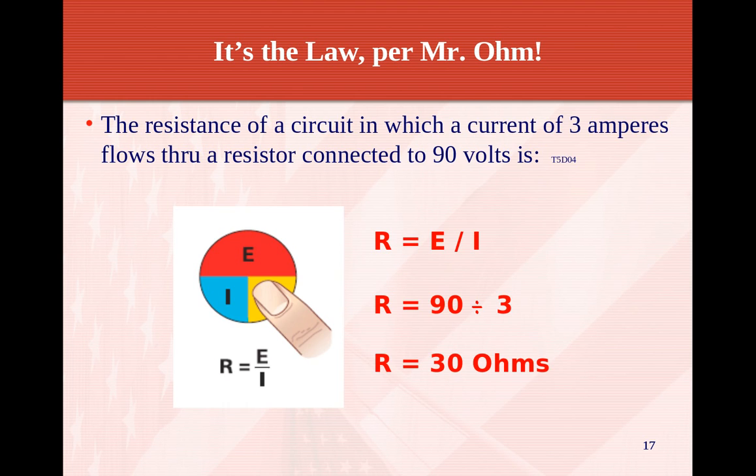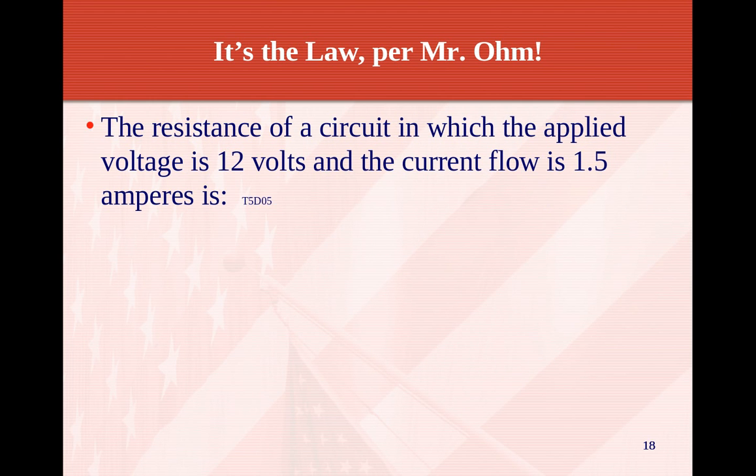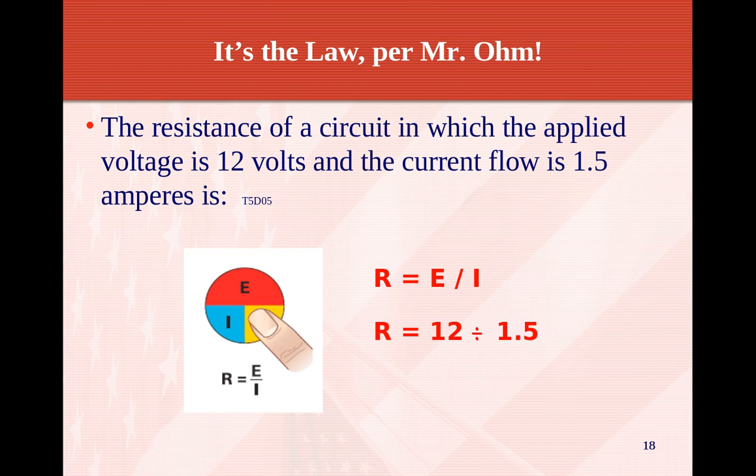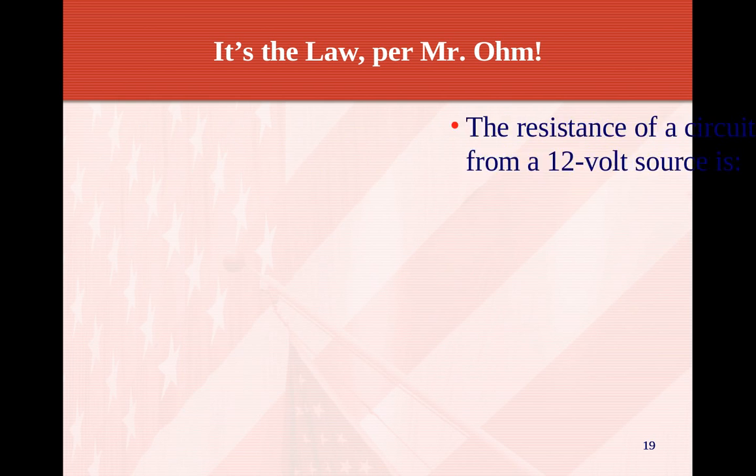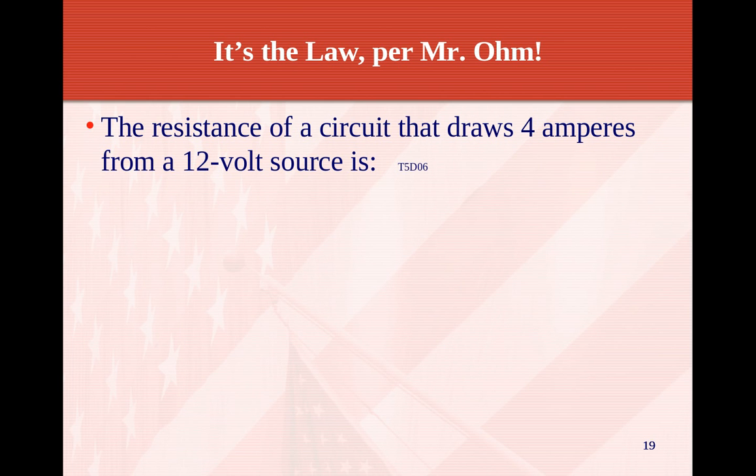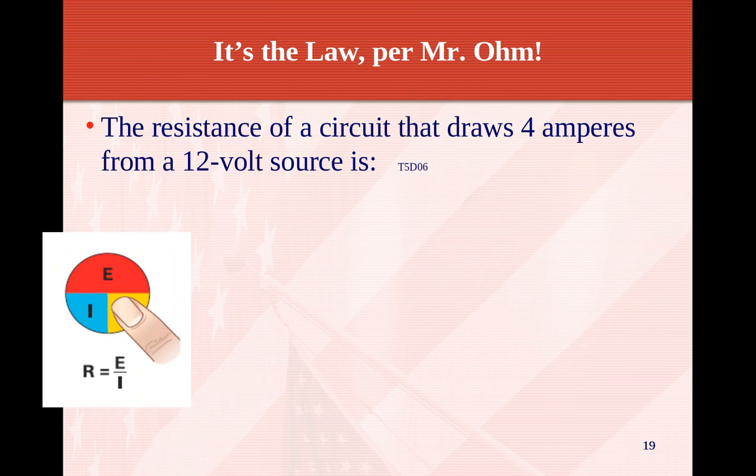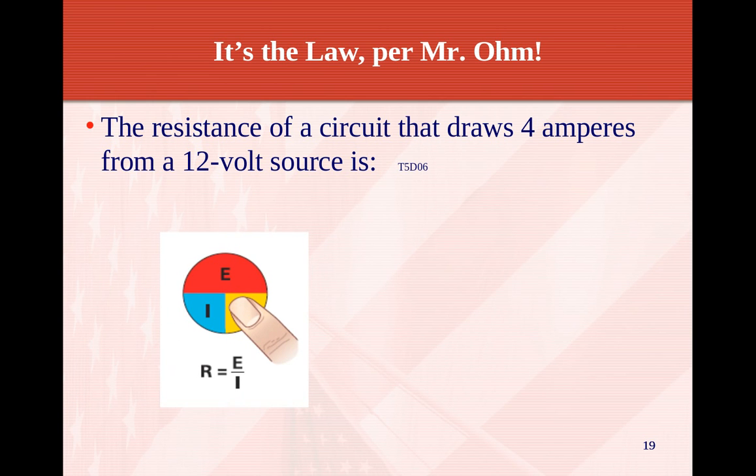R is 30 ohms. Okay, the resistance of the circuit, which has an applied voltage of 12 volts, and the current flow is 1.5 amps. So again, we want to find R, it's E over I. R equals 12 volts divided by 1.5 amps, which gives us 8 ohms. The resistance of a circuit that draws 4 amps from a 12 volt source is, so again we want to find out R, it's E over I. R is equal to 12 volts divided by 4 amps, which gives us 3 ohms.